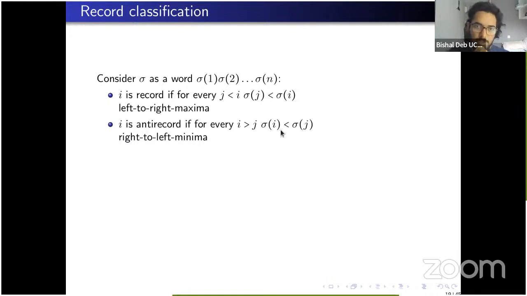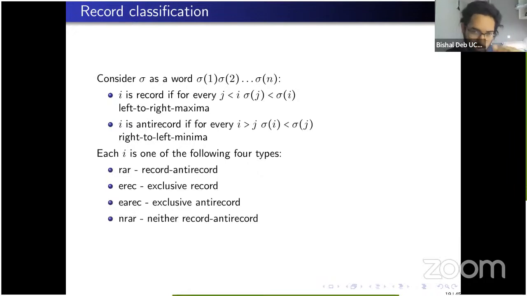So now you can take an index I, and you ask whether it is a record or not, an anti-record or not, and you can have four different types. You can have it being a record as well as an anti-record. It's only a record but not an anti-record; in this situation we call it an exclusive record. And then you can have exclusive anti-records, and you can have neither records nor anti-records.